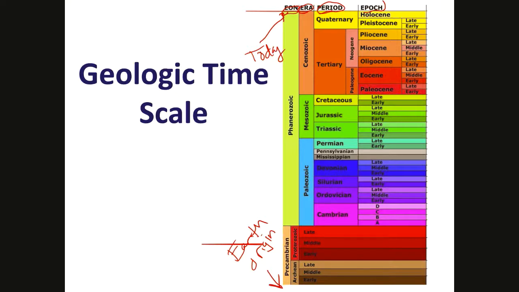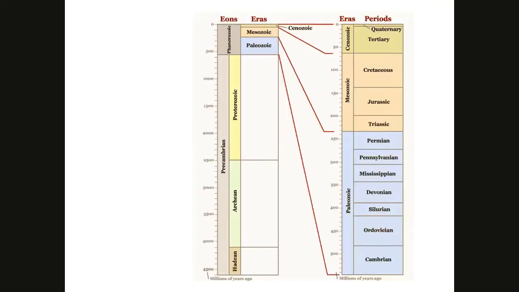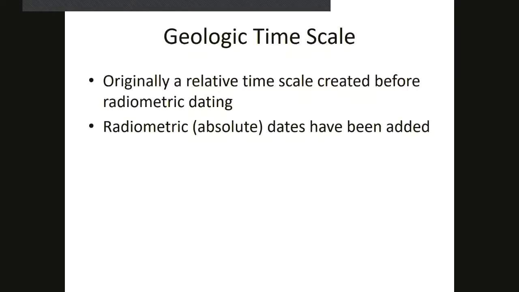So let's take a look. Now this is the geologic time scale, and here it is with absolute dates applied. Now you can see how big the Precambrian is. The Precambrian is actually the vast majority of Earth history. The Phanerozoic eon is very small. It's a little bit more than 500 million years. So it's a very interesting observation.